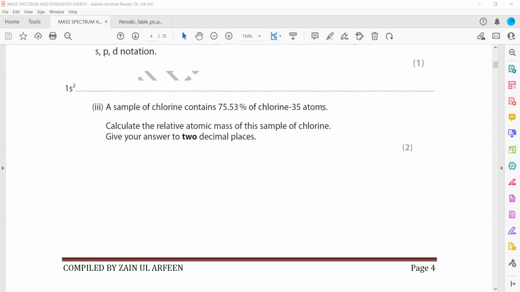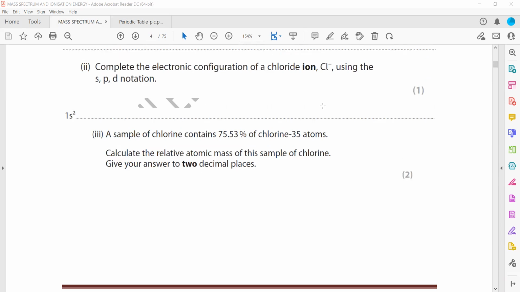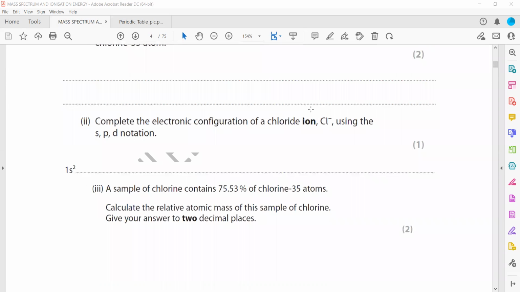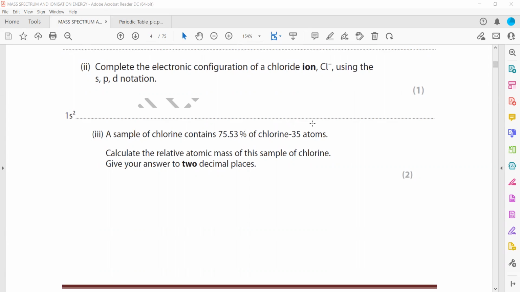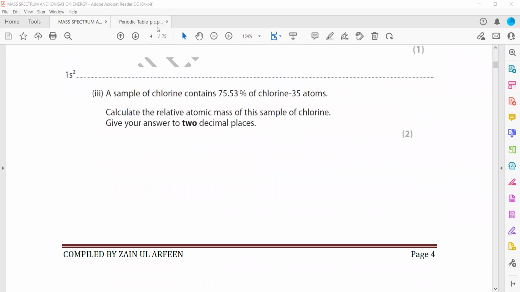Then a sample of chlorine contains 75.53% of chlorine 35. Calculate the relative atomic mass of the sample to 2 decimal places. So if chlorine 35 is 75.53%, then the remaining of the sample will be chlorine 37. So 100 minus 75.53 will give the remaining chlorine, which is 37.